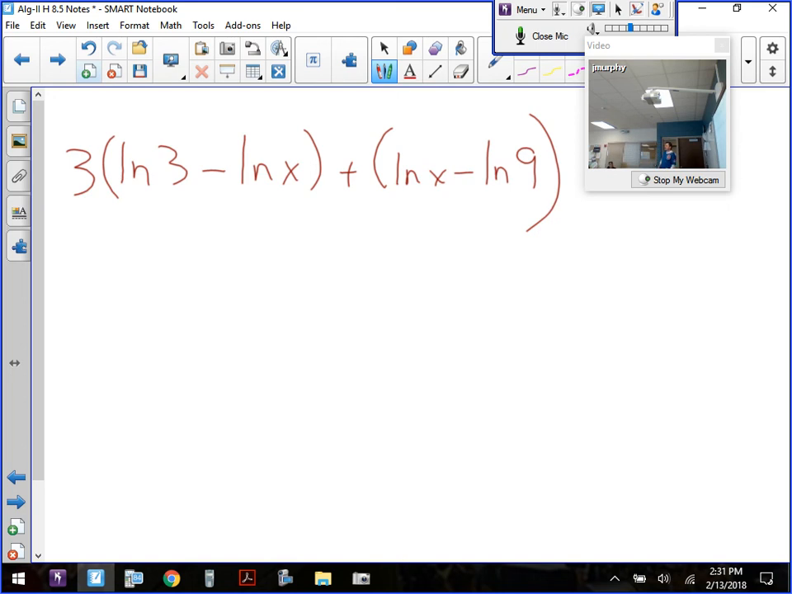Do you think you have to expand or condense that? Condense. Why do you think you'd have to condense it? Because there's a lot of logs going on. So if there's more than one log, it means you're going to be condensing. If there's one log, you're going to expand.